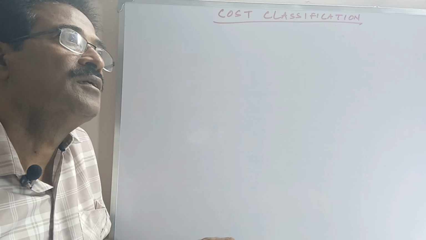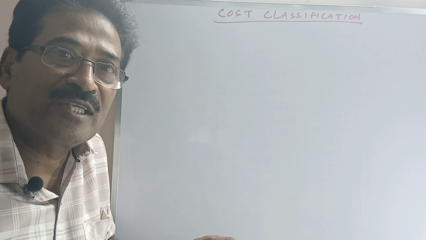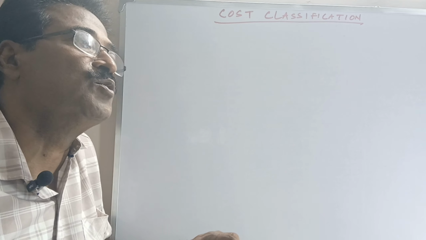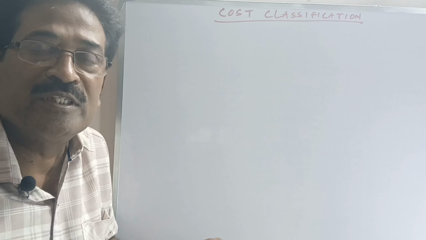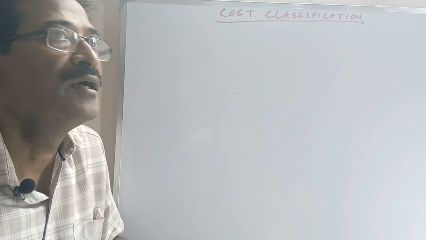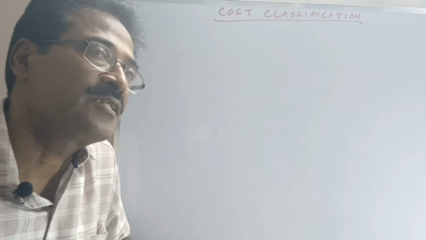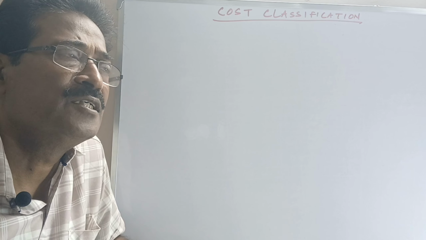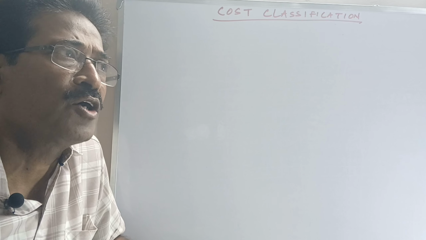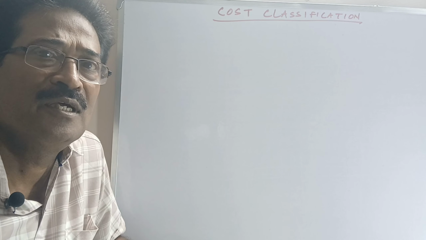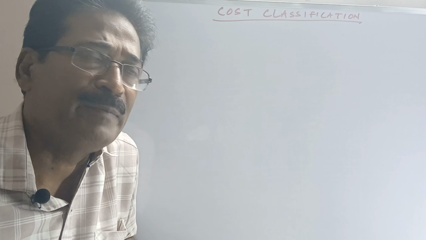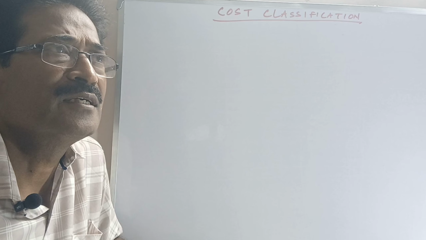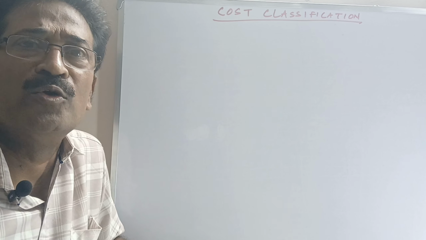Overhead cost incurred by one service section is uncontrollable to another service section which receives the services. It is to be noted that there is no clear-cut distinction between controllable cost and uncontrollable cost. Sometimes it is left to individual judgment. In fact, there is no cost which is uncontrollable.